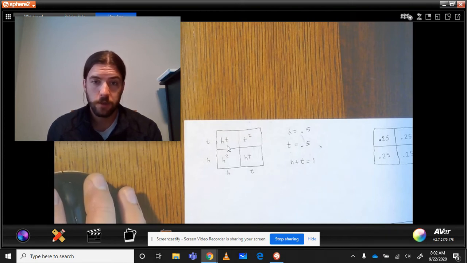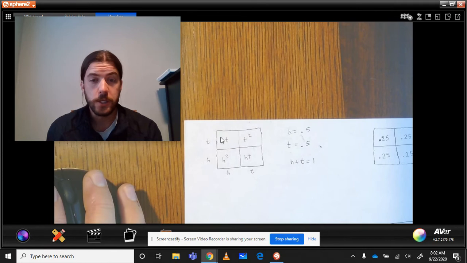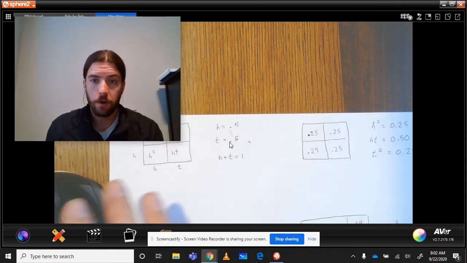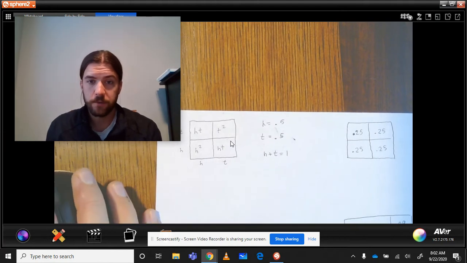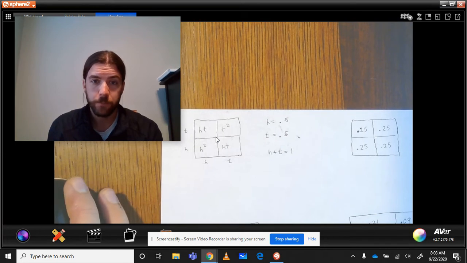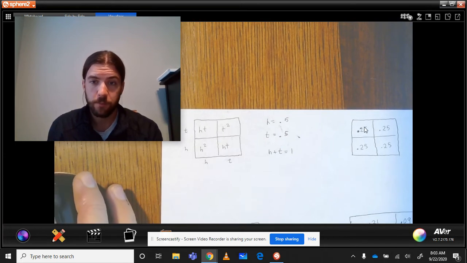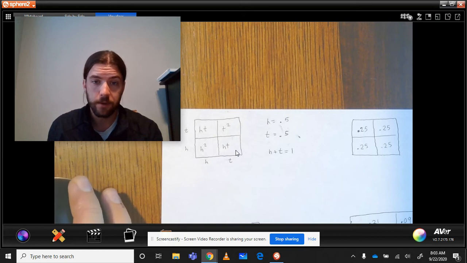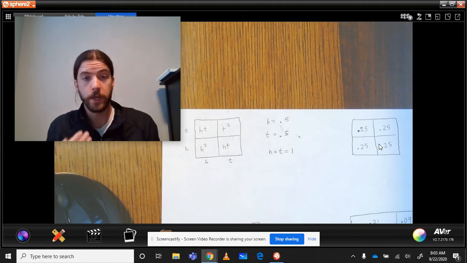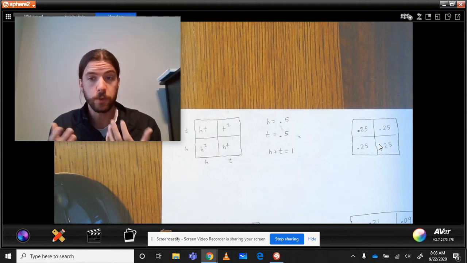Well, heads once has these possible outcomes. If you get heads again, you have H squared. If you get tails, then you have HT. Now, the probability of either one of these is going to be the same. Really, all 4 of these boxes are going to be the same because heads and tails are equally likely. So 2 heads, H squared, is going to be 25%. A heads and a tail is going to be 25%, but also a tail and a head is going to be 25%. Those are effectively the same thing, right? 1 head, 1 tails. We're not going to distinguish between the order of them.